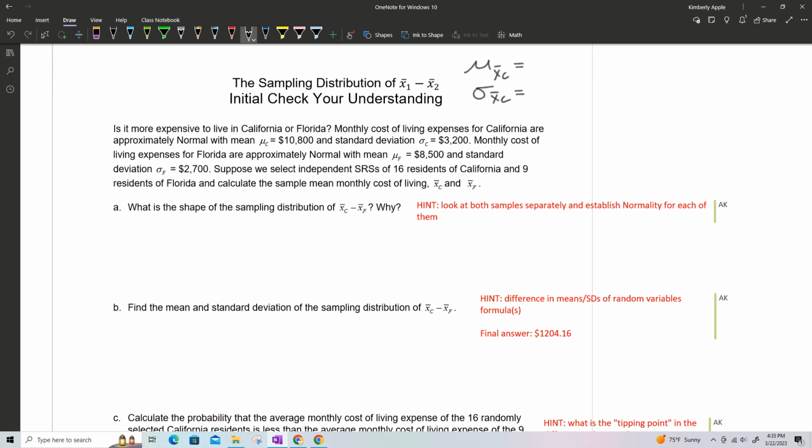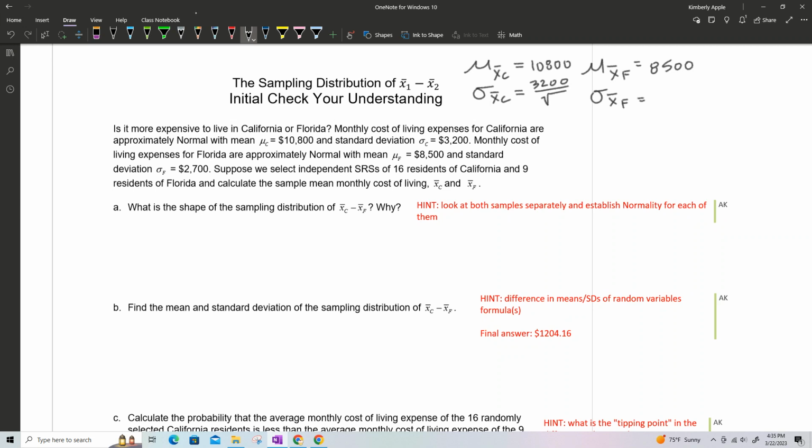So let's get that done, and we'll also write the mean for the sampling distribution for Florida and the standard deviation for the sampling distribution of Florida. So we know that the mean of the sampling distribution is going to be equal to the mean of the population. So California is going to be 10,800 and the monthly mean is 8,500 for Florida. That's a lot of information. And so for California, the standard deviation of the population is 3,200.